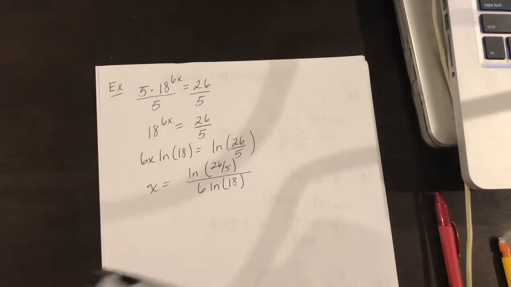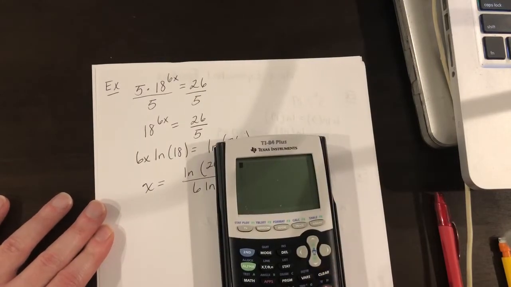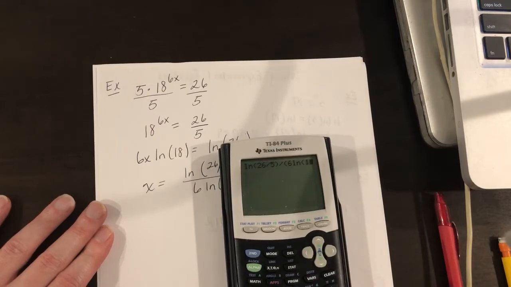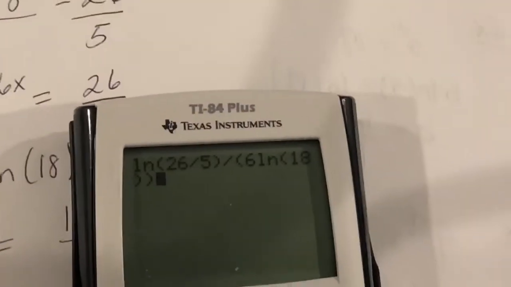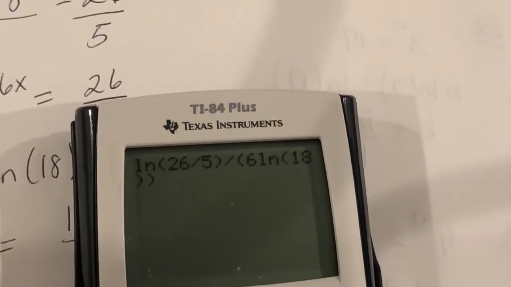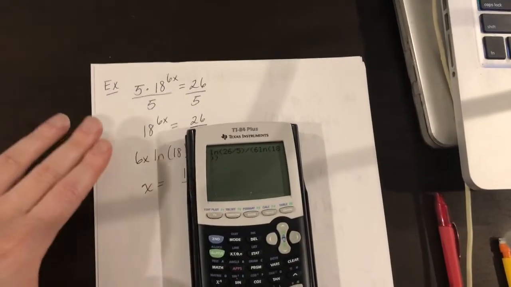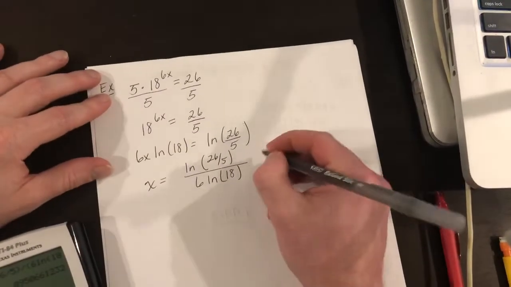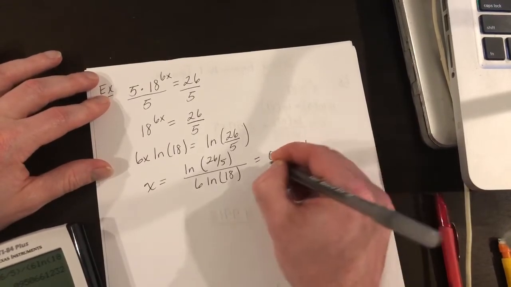Now, when I go to put this in my calculator, I'm going to do natural log of 26 over 5 divided by parentheses 6 natural log of 18. And I'm going to close both parentheses. So you need to make sure that when you're doing this, you use parentheses around the top of the fraction and the bottom of the fraction. And I got 0.0951 for that example.